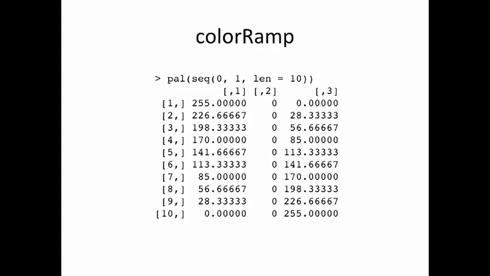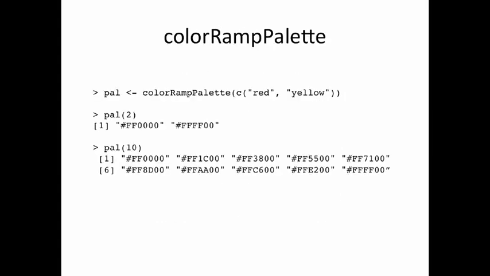When I pass this sequence to PAL, you'll see at the very top here, I start with red, so it's maximum red, and then 0 for green, 0 for blue. And I slowly reduce the red amount and increase the blue amount until I get to the bottom here where I've got all blue and no green and no red. So those are the various colors that you get in between red and blue as you interpolate the palette. So that's the color ramp function.